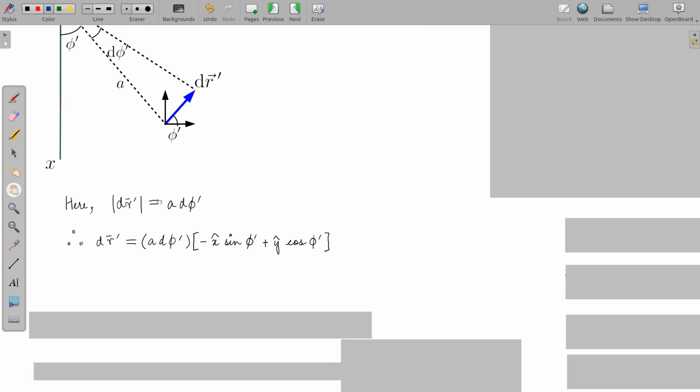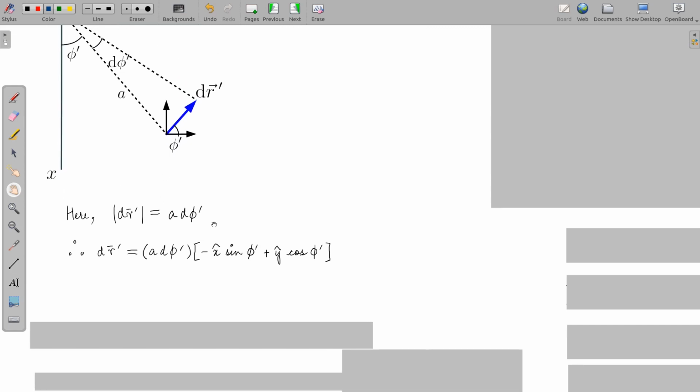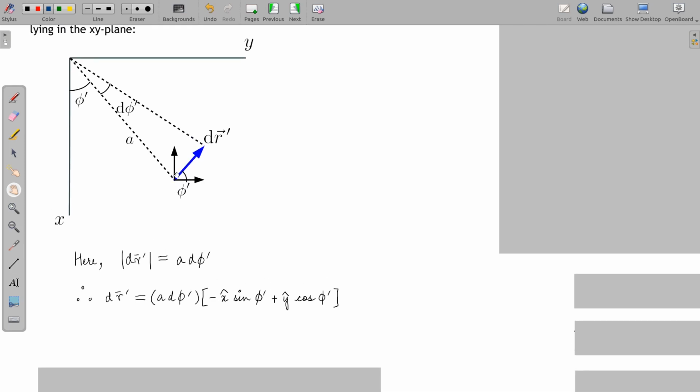So how do you get the unit vector? That's very easy. You can see here, this is the x component, because the positive x-axis is going downwards. So the x component will be this way, and x component is nothing but the sine phi prime component. So sine phi prime is going to give us the x component, and it is going in the negative x direction. So we'll have a minus x cap into sine phi prime.